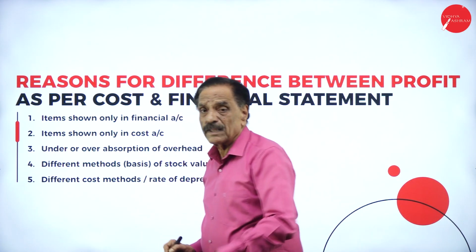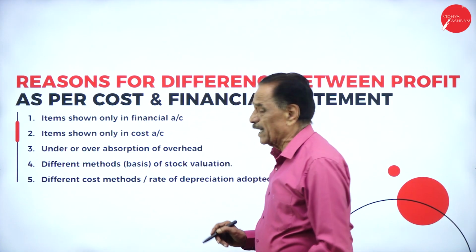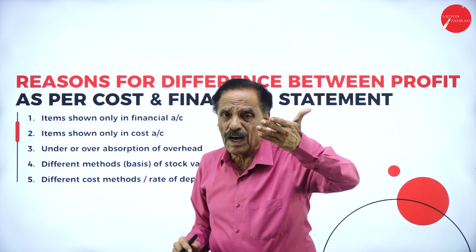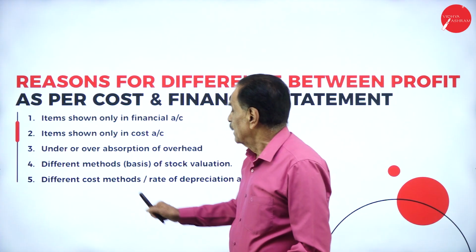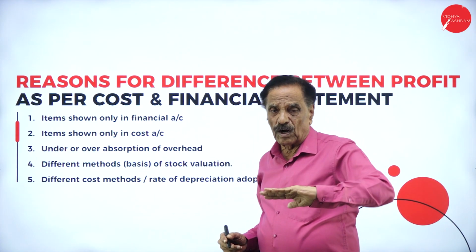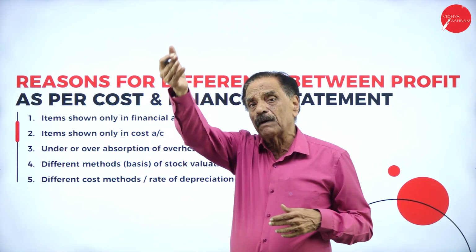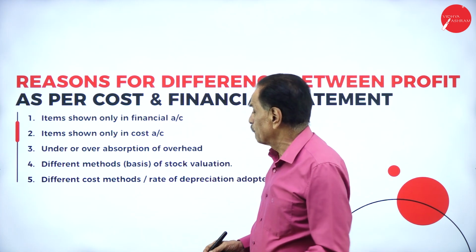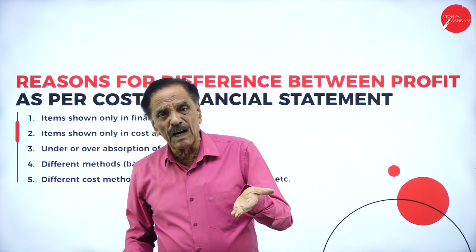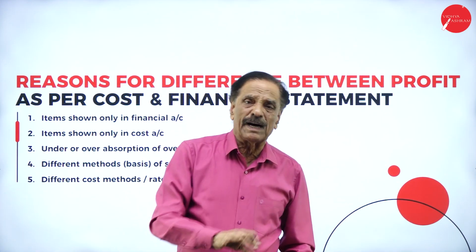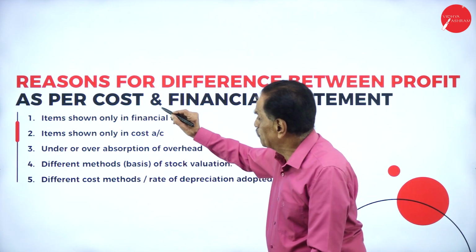Then, items shown only in the cost book but not in the financial account. Under or over absorption of overhead: some expense, office expenses overcharged, factory expenses undercharged. So that should be made equal. Different methods of stock valuation: closing stock may be more or less, opening stock may be more or less. Different cost method, rate of depreciation adopted. It may be straight line method, fixed installment method or diminishing balance. So there is a difference, and we are going to find it. These are the reasons why there is a difference between the cost and financial accounts.